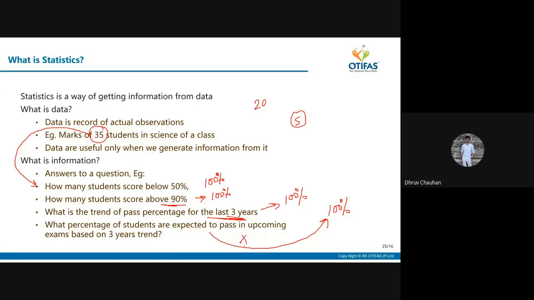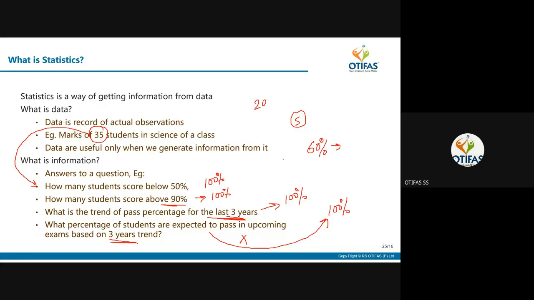Here I basically cannot give a 100% right answer, because this is a prediction. The information here is: what percent of students are expected to pass in the upcoming exam based on the 3 years trend. I can only say the pass percentage is 60%, students will pass, and then I have to say it with my probability, with my confidence.